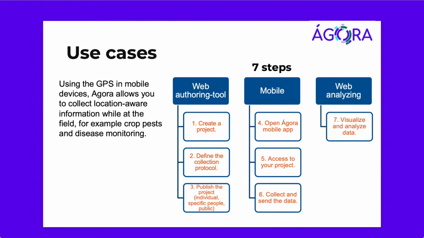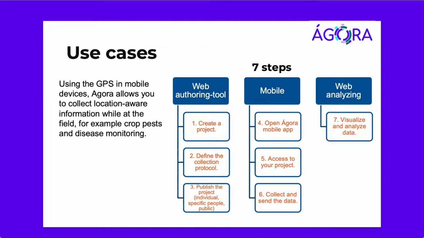So imagine that you would like to use the GPS in your mobile device. With Agora, we allow you to collect location-aware information while in the field. For example, crop pests and diseases monitoring in only 7 steps.